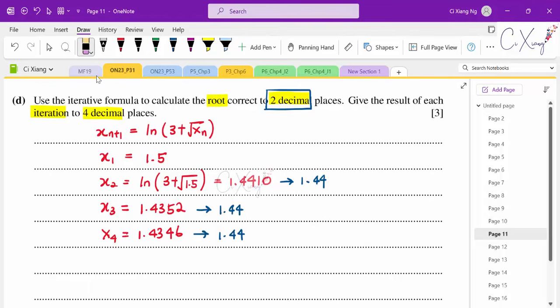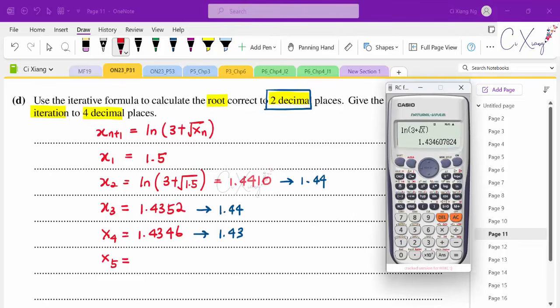Then this one is 1.44 as well. But like what I mentioned earlier, usually I prefer to attempt a few more iterations to make sure that it is really repeated. So for this one, if I look at the 2 decimal place answer, it should be 1.43 only. Which means that it is not fixed yet, because these two give you 1.44 and then this one gives you 1.43. So I need to continue further to confirm my answer.